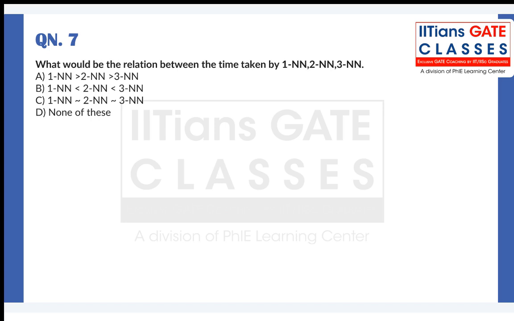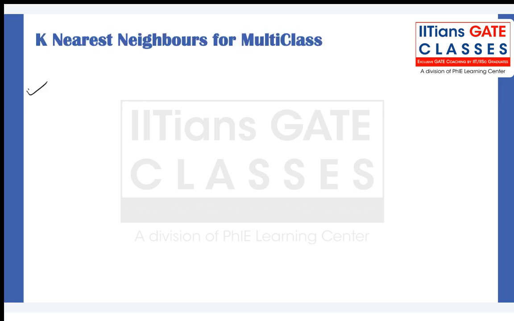So 3NN will take the most amount of time because you are looking at 3 points. 2NN will take somewhat lesser. 1NN will take the least amount of time. You just looked at 1 point. So that's why B is the correct answer. Okay.